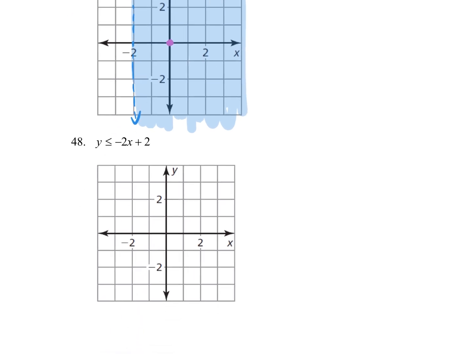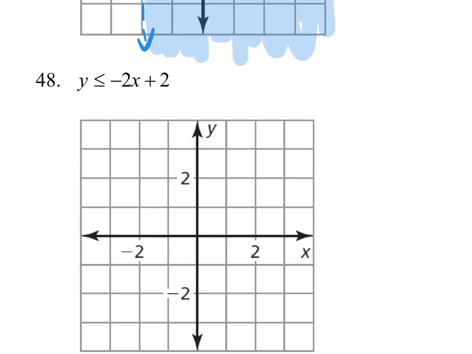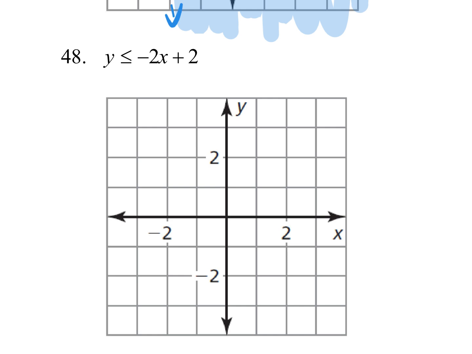For 48, we do the same thing. When we graph our line, we want to graph it in y equals mx plus b form, so slope-intercept form. Negative 2 would be our slope, and 2 would be our b. So you always start by plotting the b first, our y-intercept. You cross the y-axis at 2. And then to do the slope of negative 2, be negative 2 over 1. So remember, that's rise over run. Our rise, we're going down 2 and to the right 1. Down 2 to the right 1.